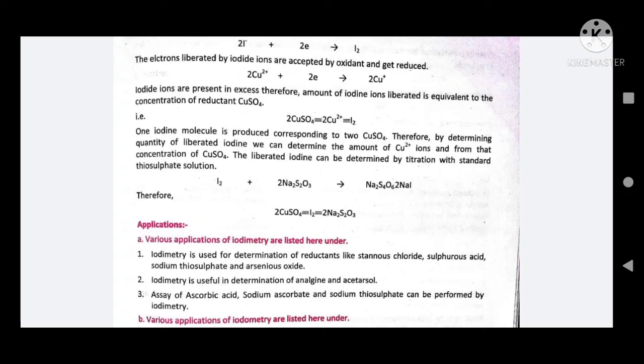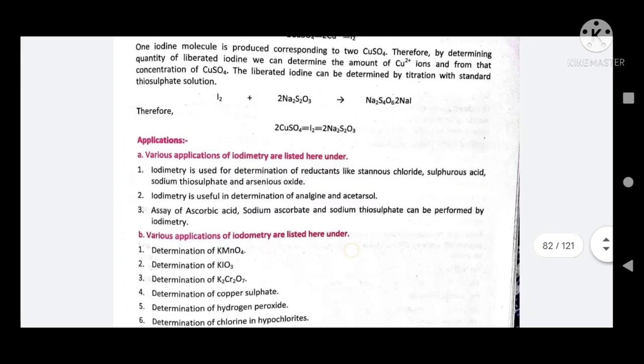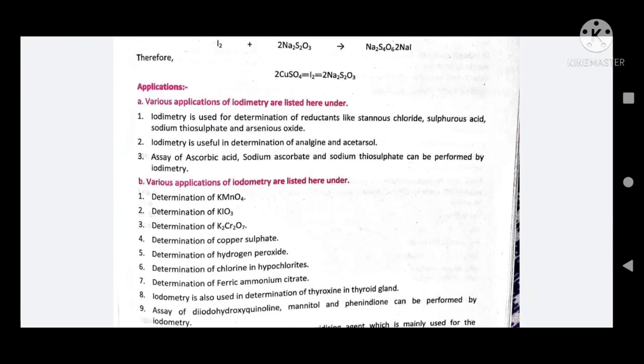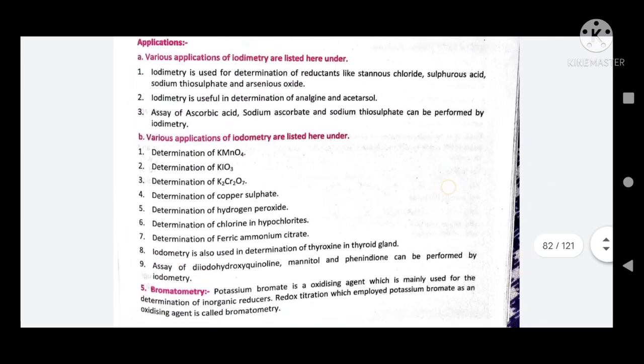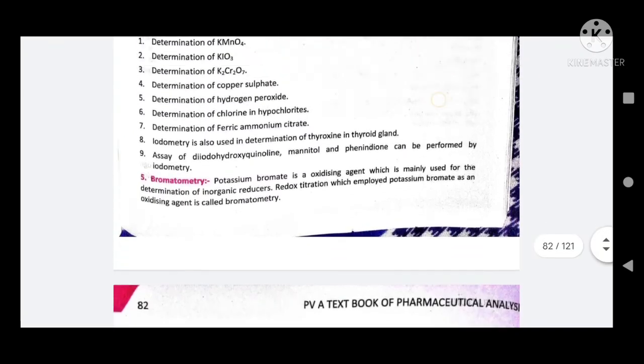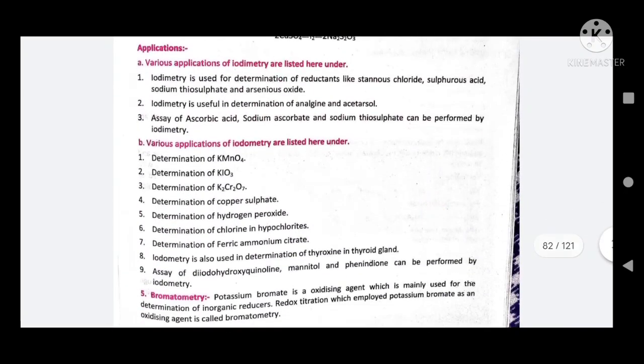My dear brothers and sisters, this is the short and sweet video on applications. See, let's discuss directly here. I have given the iodimetry applications. You can read it or you can take the screenshot. These are the iodometry and iodimetry applications, very important.